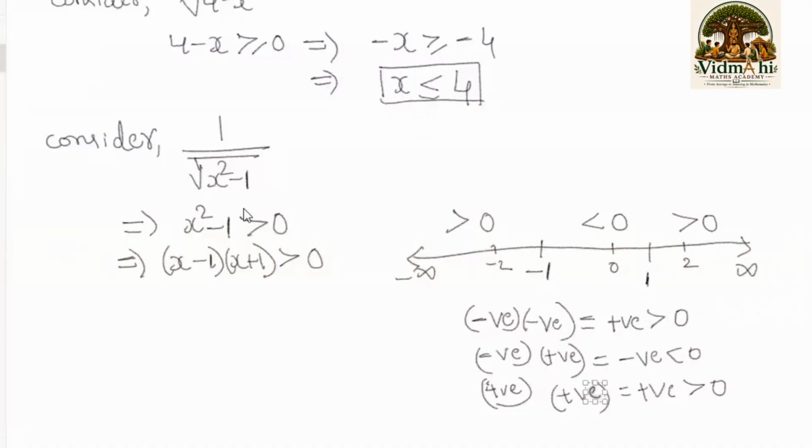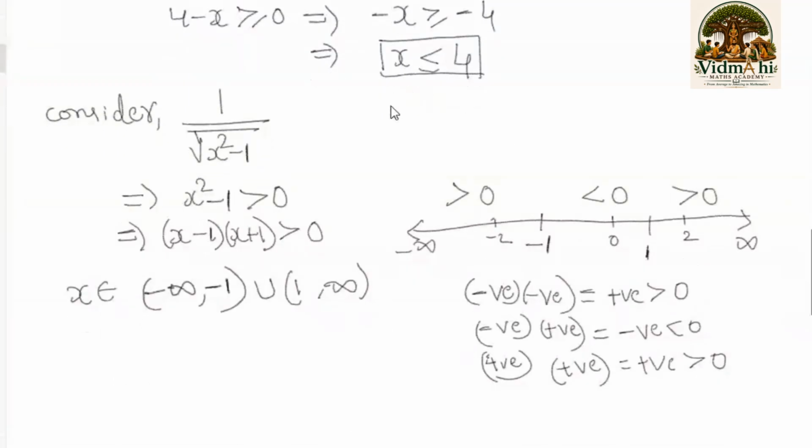So for this condition, x belongs to what? X belongs to minus infinity comma minus 1 open interval, because here only the greater than symbol is there, so that's why minus infinity comma minus 1 union open interval 1 to infinity. So finally, we have to combine these two results, that is x is less than or equal to 4, and x belongs to this interval.